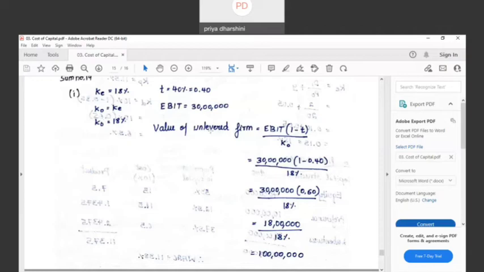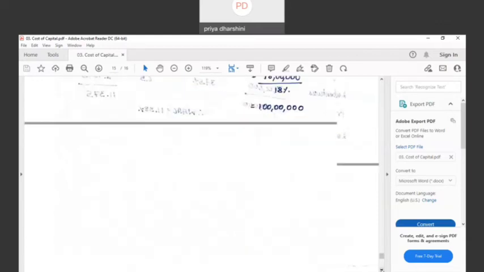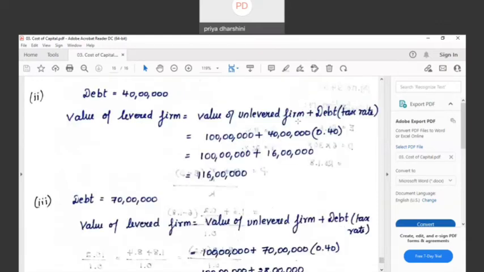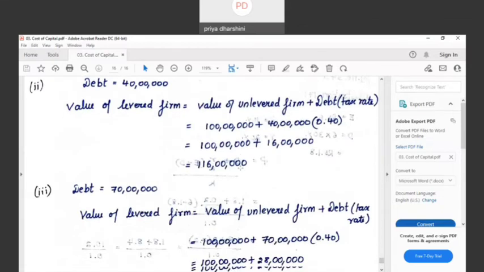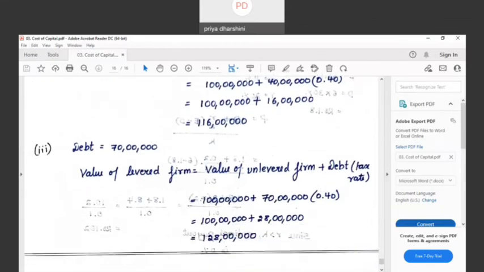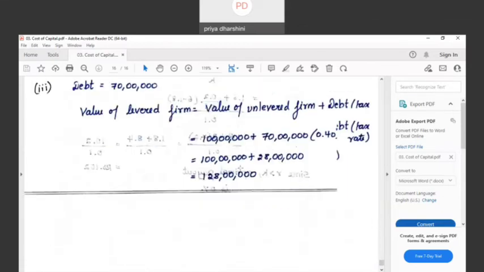Correct? The unlevered firm has no debt in its capital structure. When there is no debt in the capital structure, cost of equity will be the overall cost of capital. Hence it is 18%, and you get the value of the unlevered firm. How do you get the value of the levered firm then? It is the value of the unlevered firm plus debt into tax rate. That is how you get the value of a levered firm when there is a debt of 40 lakhs and a debt of 70 lakhs. That's all. Is this sum understood?